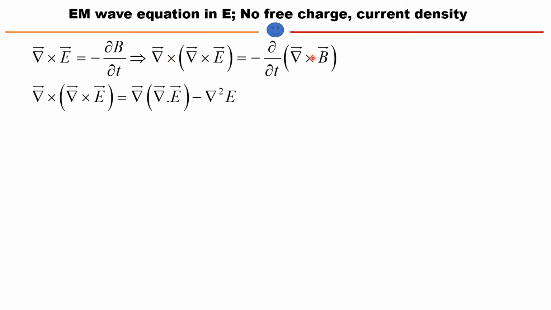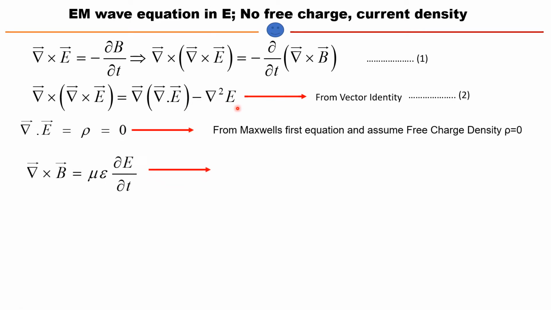Now we can take the curl on both sides. Curl of curl of E is equal to minus del by del t of curl of B. From the vector identity, curl of curl of E is equal to gradient of divergence of E minus grad square E term. The divergence of E is the first law of Maxwell, Gauss law, which is 0 since rho is 0. The fourth law is curl of H equals J, with J equal to 0, and we substitute B equal to mu H and we get this term.